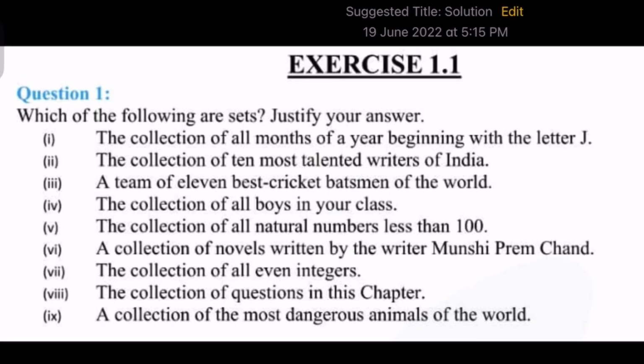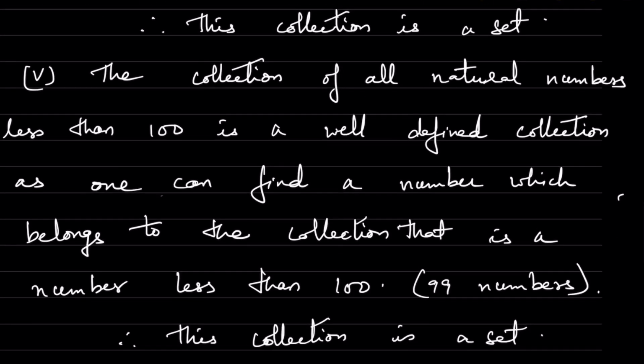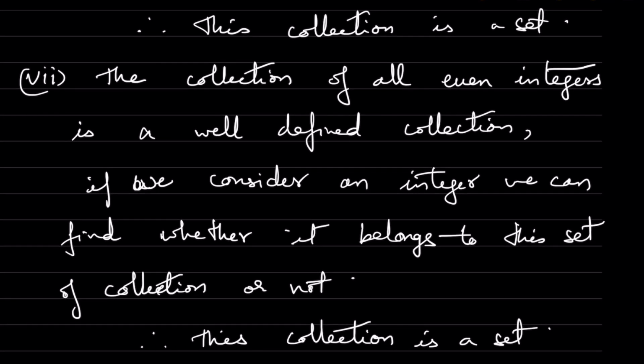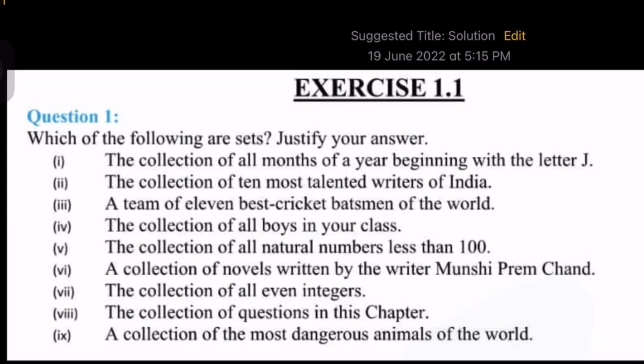Next, the collection of all even integers. You know what all the even integers are. Therefore the collection of all even integers is a well defined collection. If we consider an integer, we can find whether it belongs to the collection or not. So this collection is a set. Whatever we take, negative or positive, all even integers, which are multiples of 2, belong to this collection.